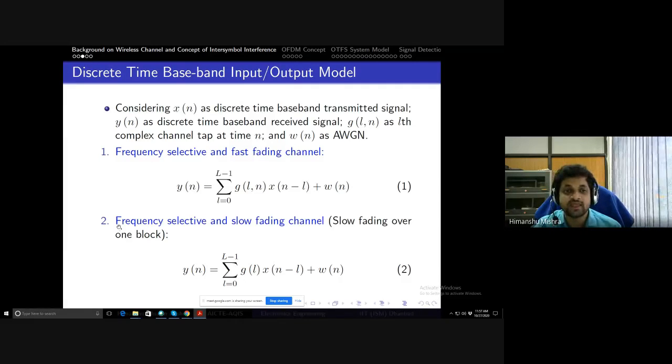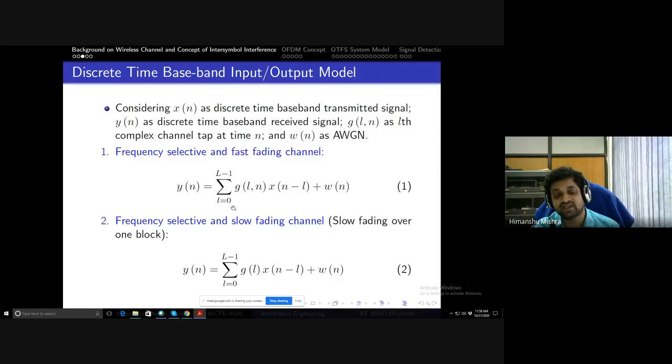Next is frequency selective and slow fading. So what is the difference between fast and slow? This channel g[l,n], l represents the delay and n represents the time. This channel is not depending on the time. That means for some duration of time, this is constant. So that's why I have taken here g[l]. That's the difference, and the frequency selectivity is the same over here.